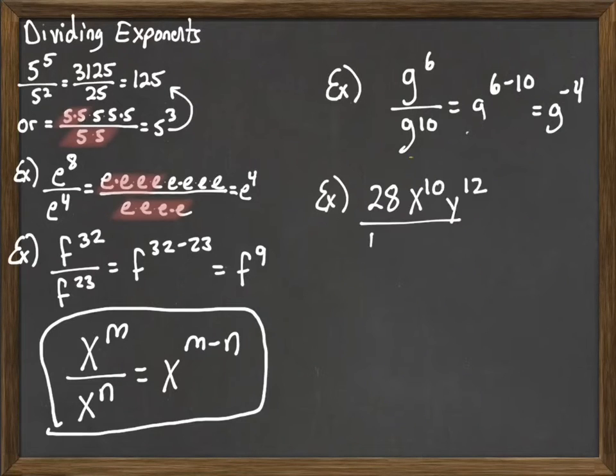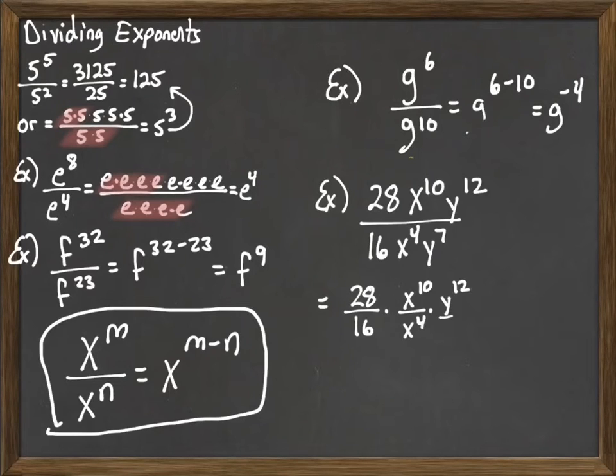So let's consider another example here. This time we have a fraction that's a little bit more complicated. Just like we did when we multiplied in that example before, we want to go ahead and put like with like. So 28 over 16, x to the 10th over x to the 4th, y to the 12th over y to the 7th. And then we go through and simplify those.